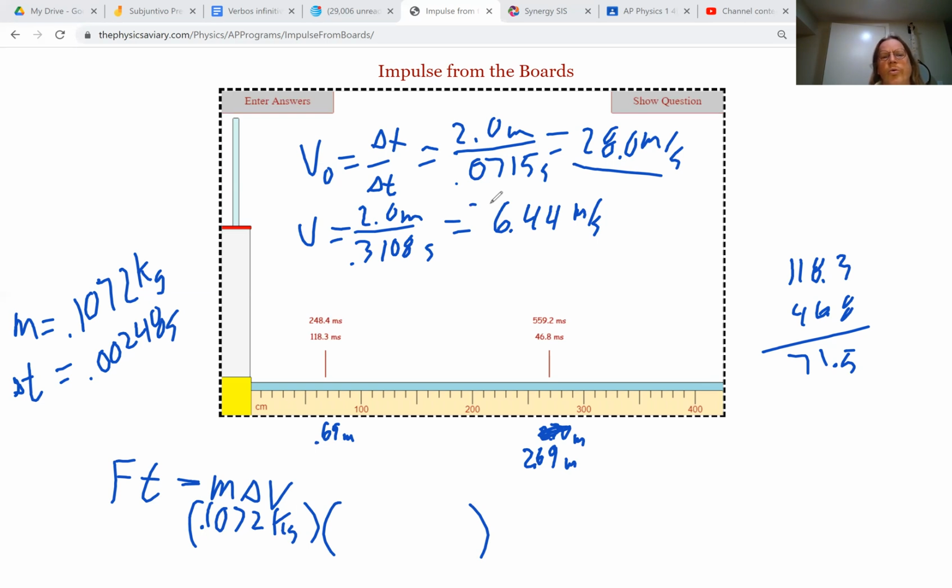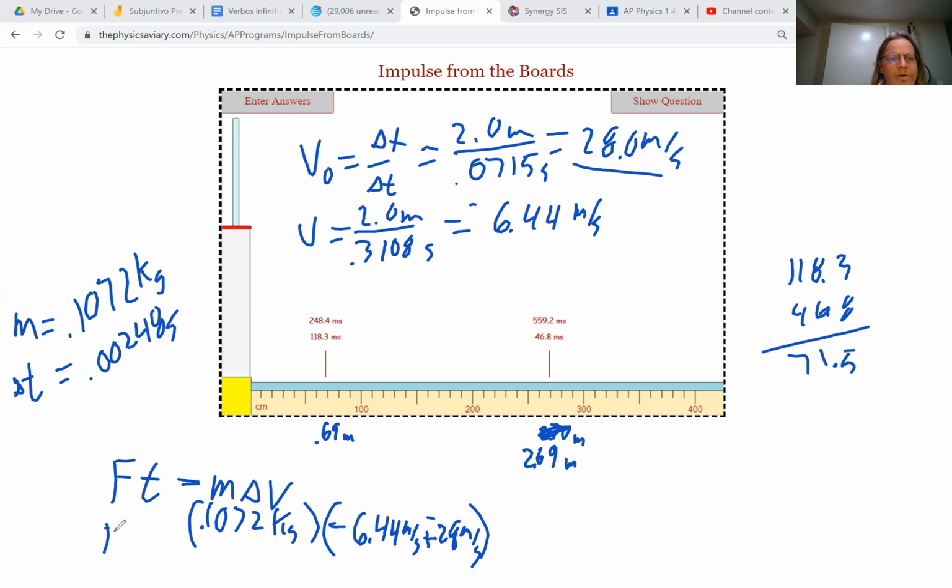So since we're going 180 degrees in the opposite direction, I don't have to do the fancy trig stuff. All I have to do is put a negative on there. We'll do some fancy trig stuff later. Don't worry, that's still to come. Not right now, though. So to find the change in velocity, it's my final velocity first, negative 6.44 meters per second, minus a positive 28 meters per second. So minus is a plus and negative, right? All righty.